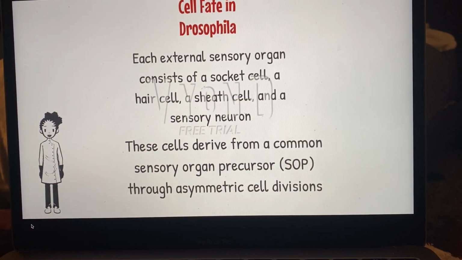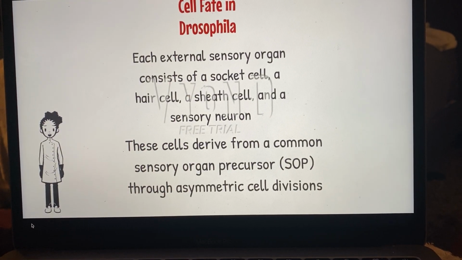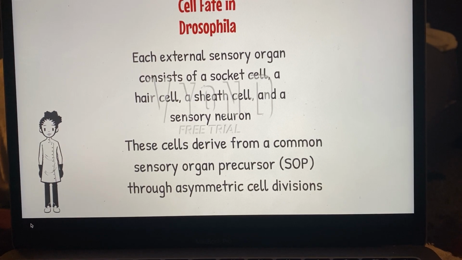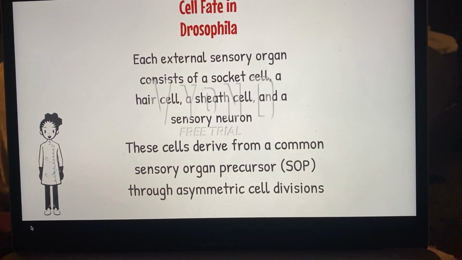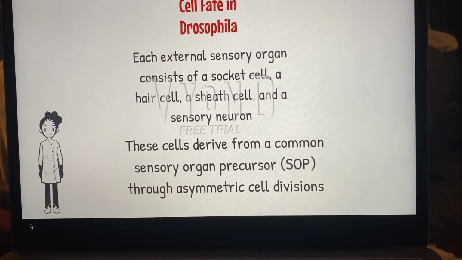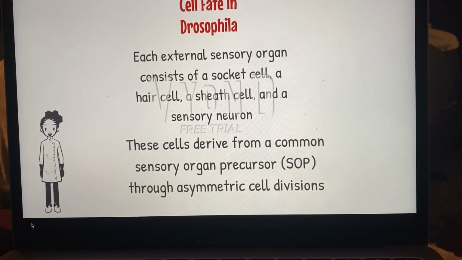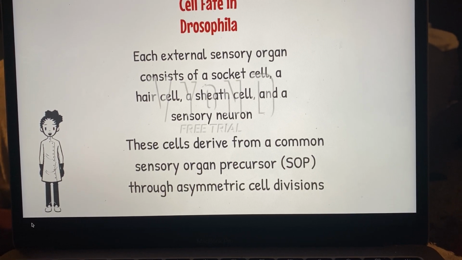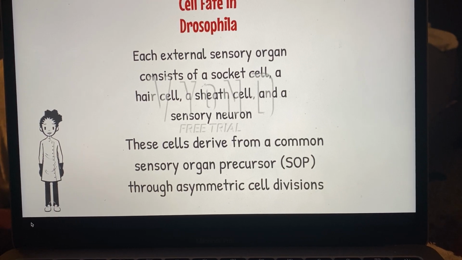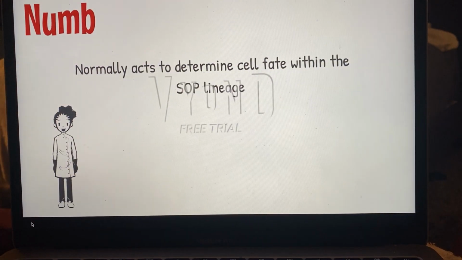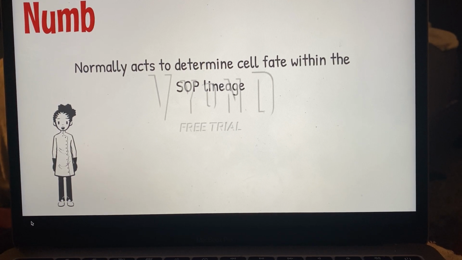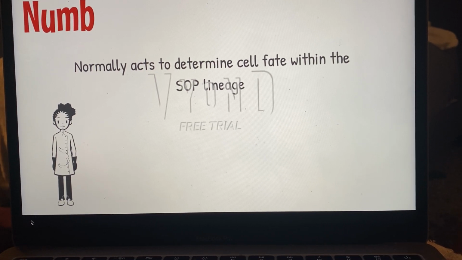Cell fate determination in Drosophila sensory organ provides an excellent example of this interplay. Each external sensory organ consists of a socket cell, a hair cell, a sheath cell, and a sensory neuron. These cells derive from a common sensory organ precursor, known as the SOP, through asymmetric cell division. NUM is a protein product that normally acts to determine cell fate within the SOP lineage.